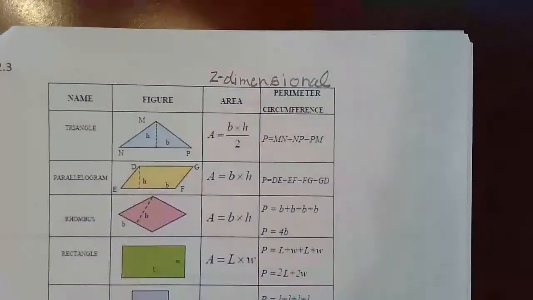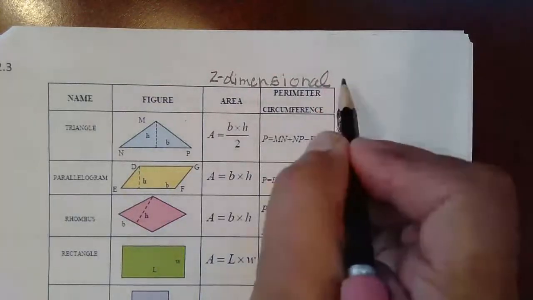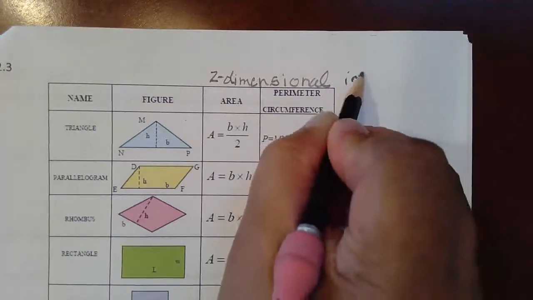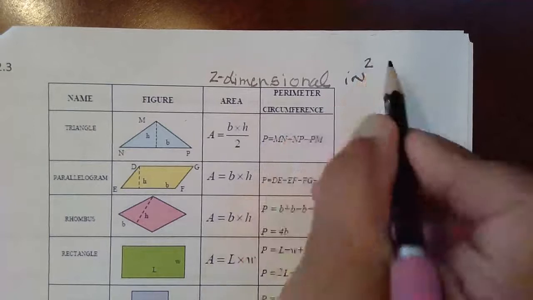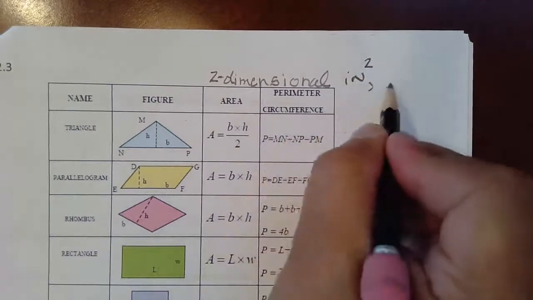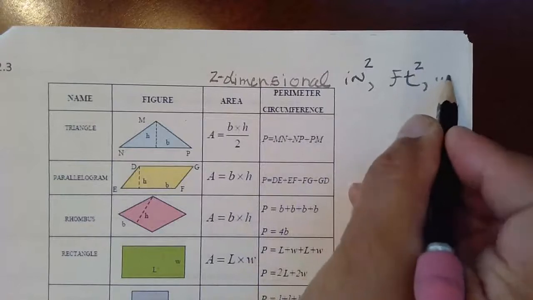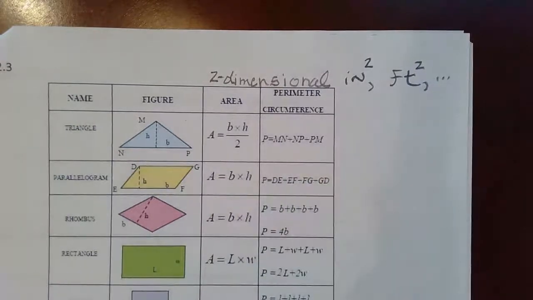You can't fill these figures up with water or air or anything else. You don't have any kind of third dimension. But with regard to two-dimensional, that means if the problem has inches in it, it'll be inches squared. If it has feet in it, it'll be feet squared, and so forth. Whatever the unit is, there'll be a two on it.